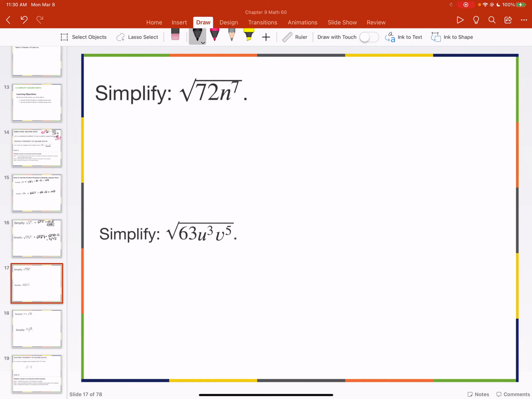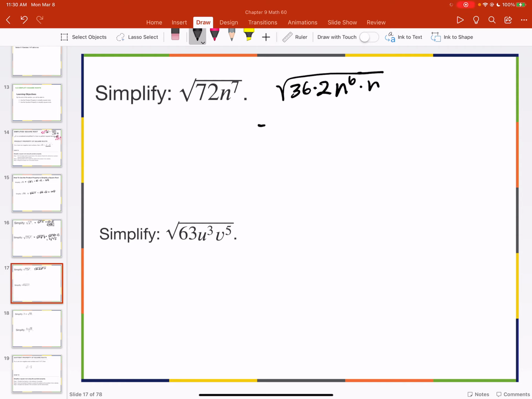So let's do a couple more. Here we have the square root of 72 n to the power 7. Again, we can think about what the perfect squares are. 9 is in here, but what else? 36 times 2 is 72, so 36 times 2. And then n to the power 6 times n will give you 7.